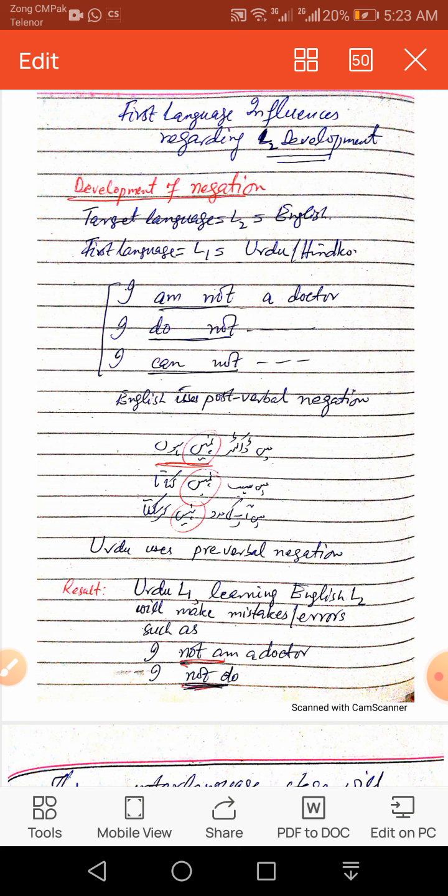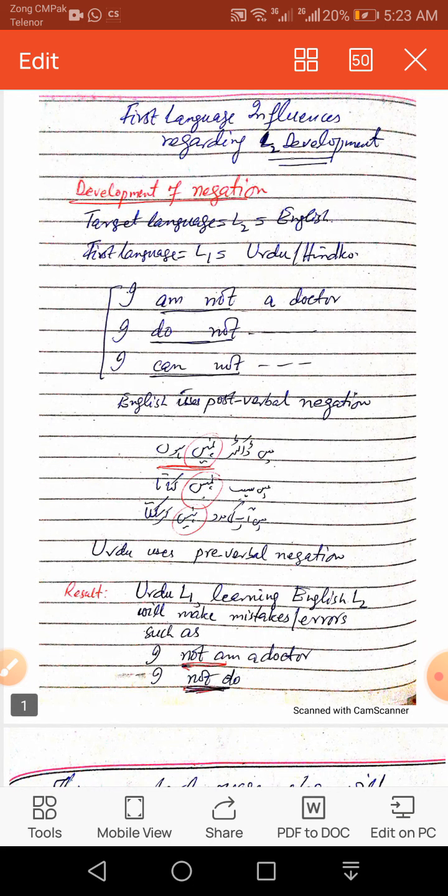And we should analyze these errors, and we should try to find out what can be the cause of these errors. Then we should work on these causes and try to remove them. This is known as error analysis. Pit Corder says that these errors are a sign of progress. It means that the learner is trying to hypothesize about the language. Our learner is constructing a new language.